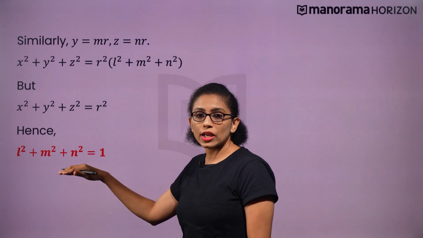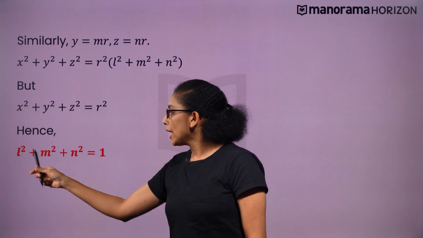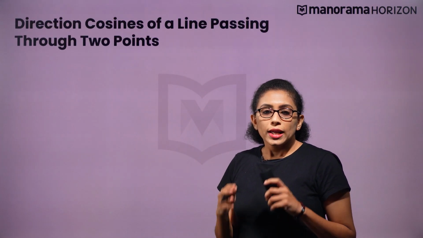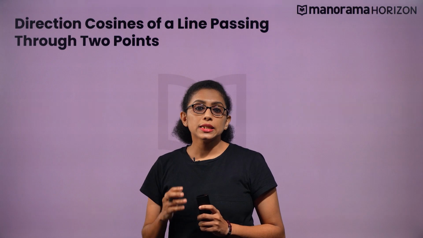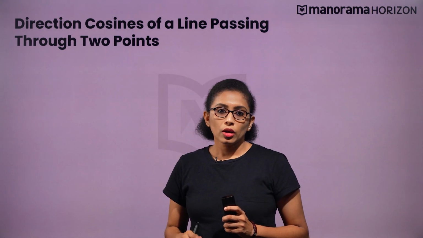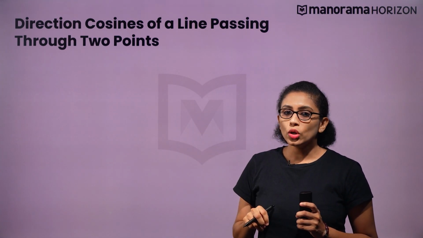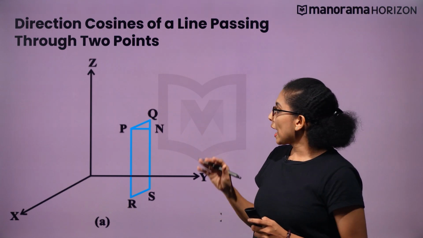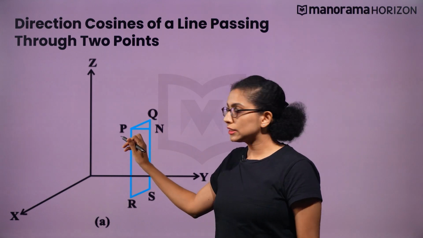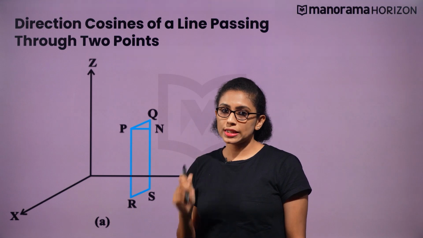And this is the relation between direction cosines of a line, where L, M, N are called the direction cosines. Now, let us see how to find the direction cosines of a line passing through 2 points. Since only one line passes through 2 given points, we can suppose the end points of a line as P, X1, Y1, Z1 and Q as X2, Y2, Z2.